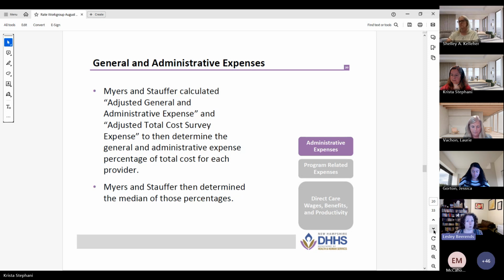This again is a global component similar to the employer related benefits. So this administrative expense is applied for all services. So it's the same percentage across the board for those services.